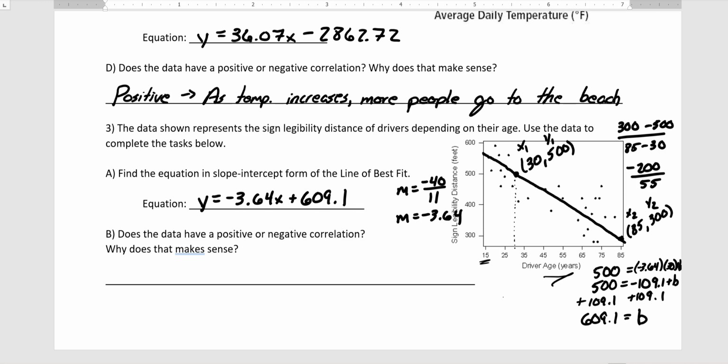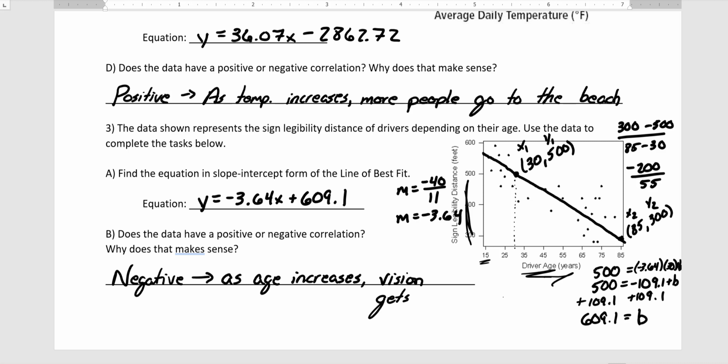All right, now what'd you say here? Does the data have a positive or negative correlation? I think I mentioned it earlier. This data clearly has a negative correlation. Why does that make sense? Well, as drivers get older, their vision goes down, right? As age increases, vision gets worse. And that's why it makes sense. As your age goes up, your eyesight isn't as good.